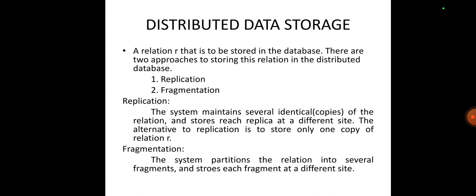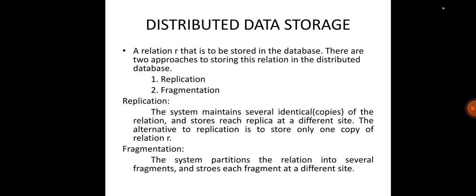Next one, distributed data storage. Consider a relation R that is to be stored in the database. There are two different approaches to storing these relations in the distributed database. First one, replication, and second one, fragmentation. Replication means the system maintains several identical replicas, that is copies of the relation, and stores each replica at a different site. The alternative to replication is to store only one copy of relation R.